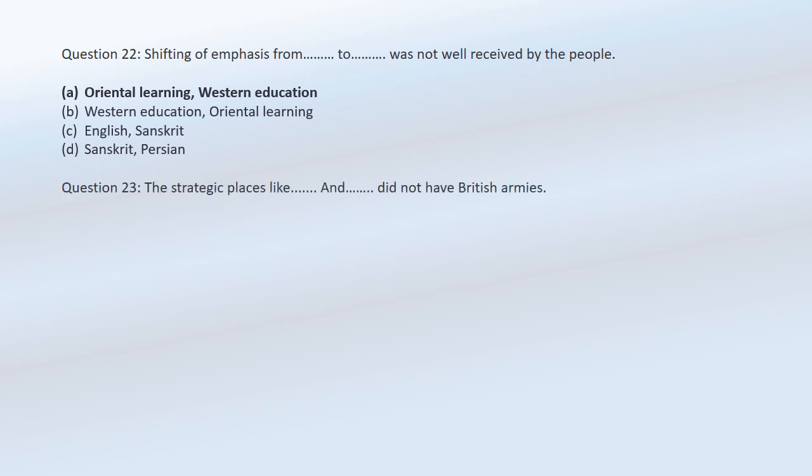Question 23. The strategic places like dash and dash did not have British armies. A. Delhi and Allahabad. B. Bengal and Madras. C. Mysore and Pune. D. Lucknow and Mysore. Option A is the right answer. The strategic places like Delhi and Allahabad did not have British armies.